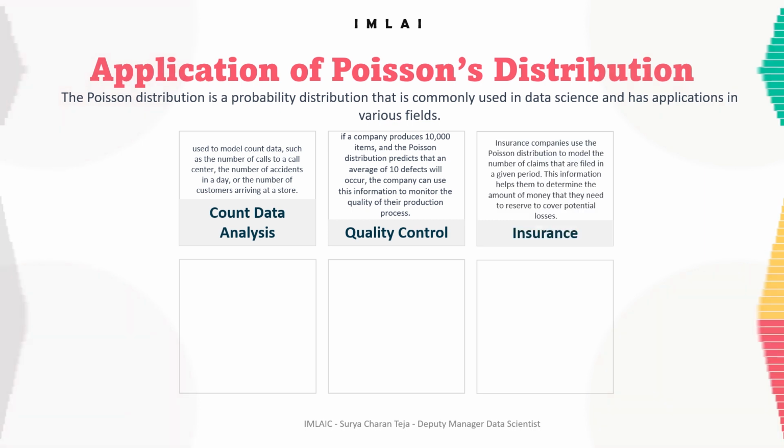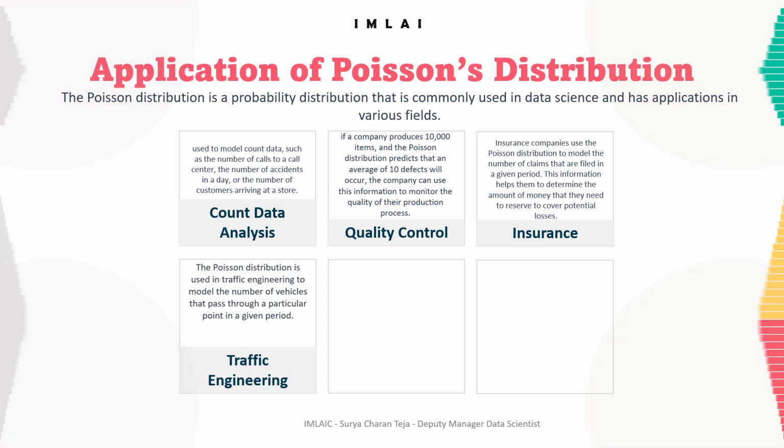And the third one is insurance. So insurance companies use the Poisson distribution to model the number of claims that are filed in a given period. So this information helps them to determine the amount of money that they need to reserve to cover potential losses. Then we have traffic engineering. The Poisson distribution is used in traffic engineering to model the number of vehicles that pass through a particular point in a given period. So this information is used to design and manage traffic flow systems.